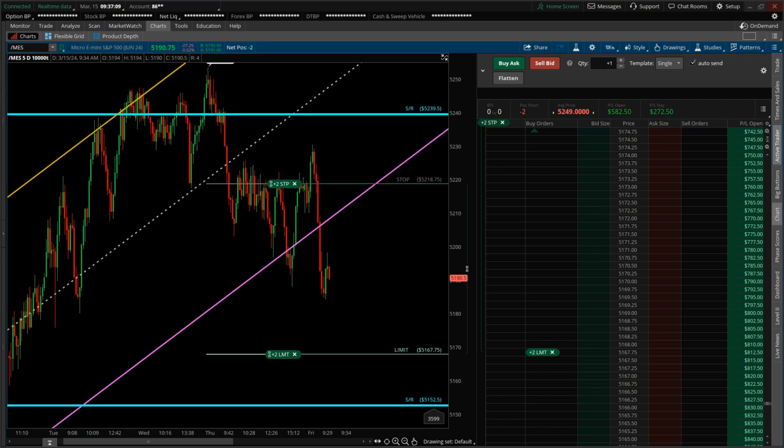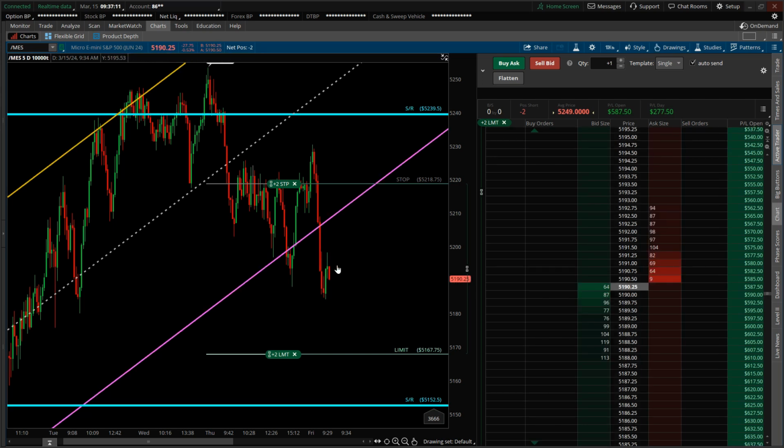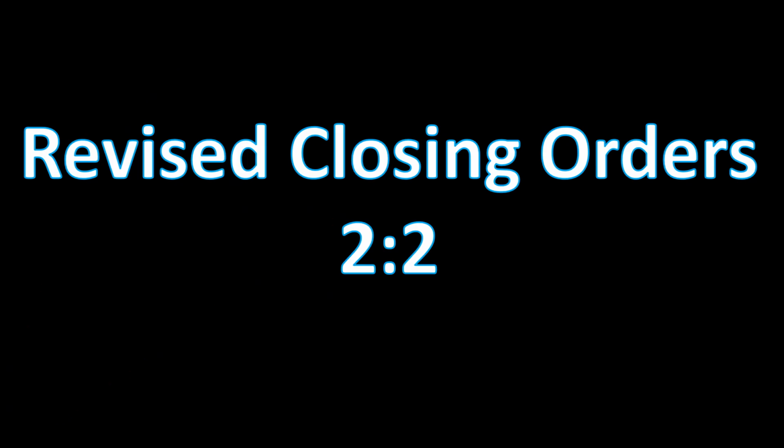So that's it. I'll pick it up if or when I do get closed out, but I will definitely be closing this trade out at some point this afternoon. That's if I am still in it that long, so more to follow.